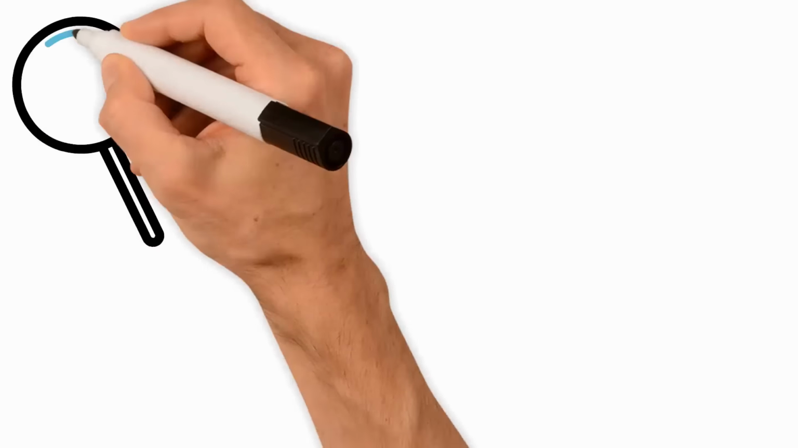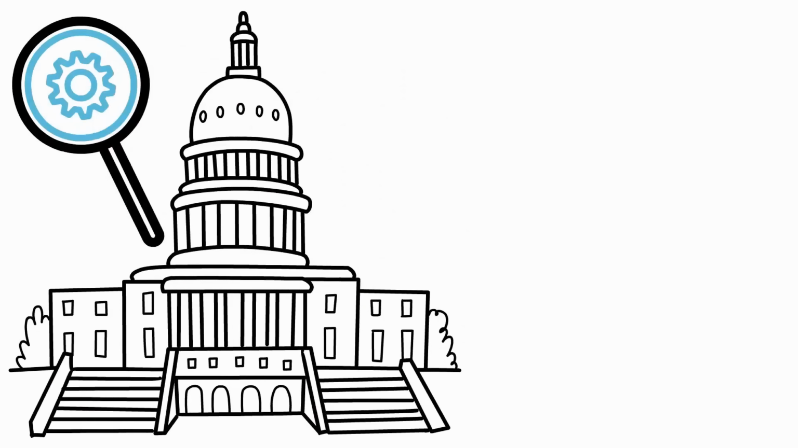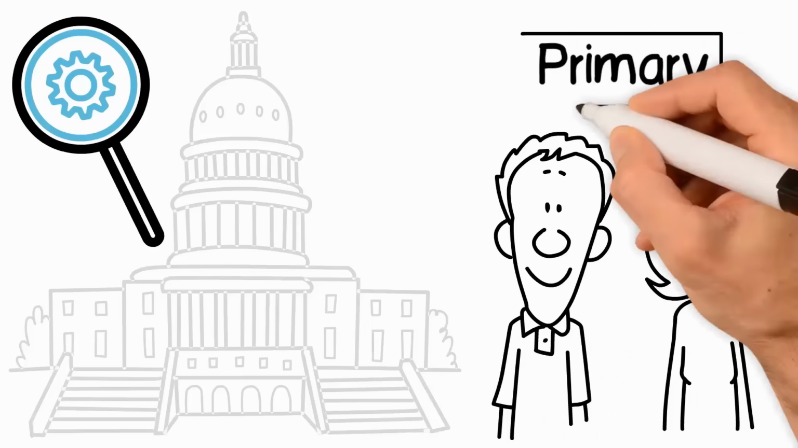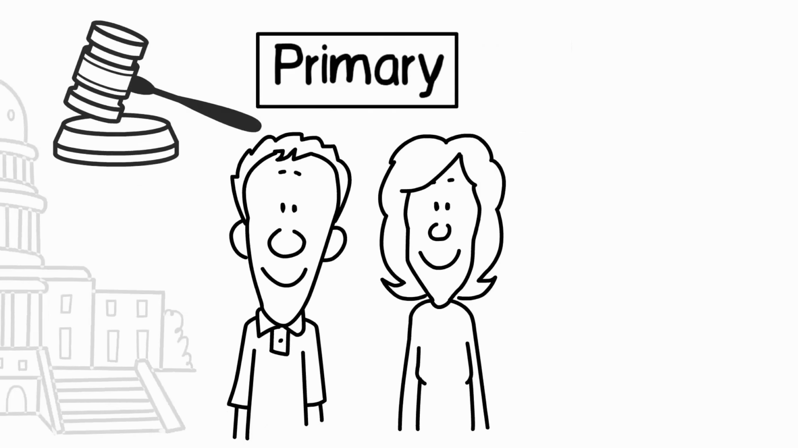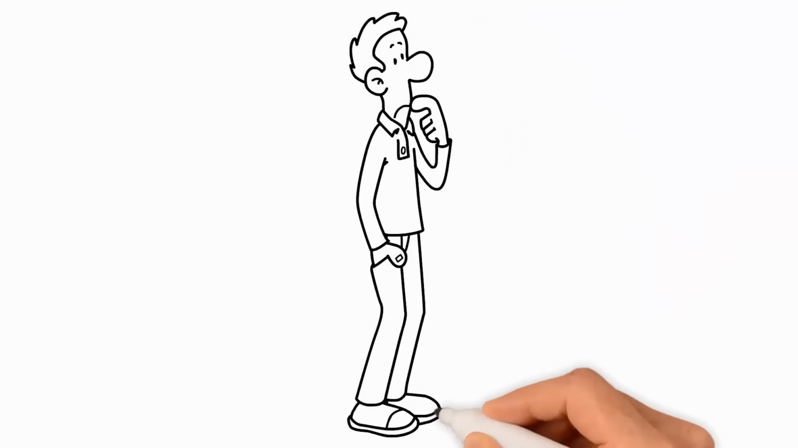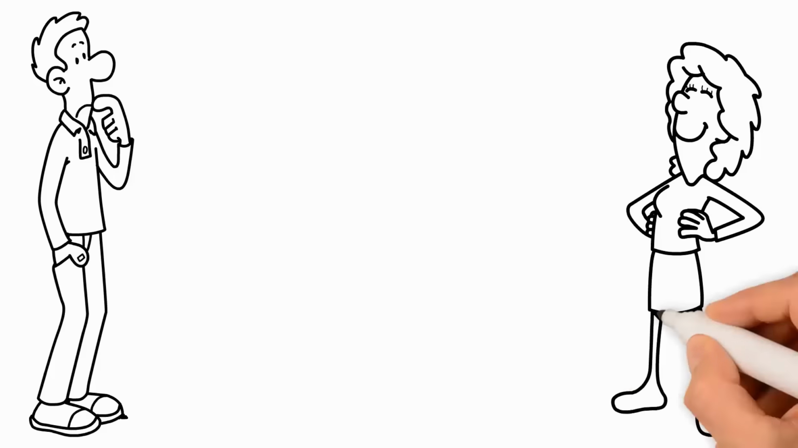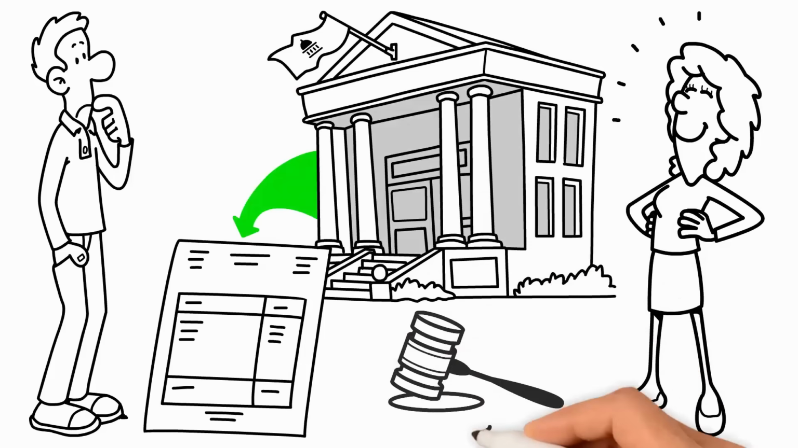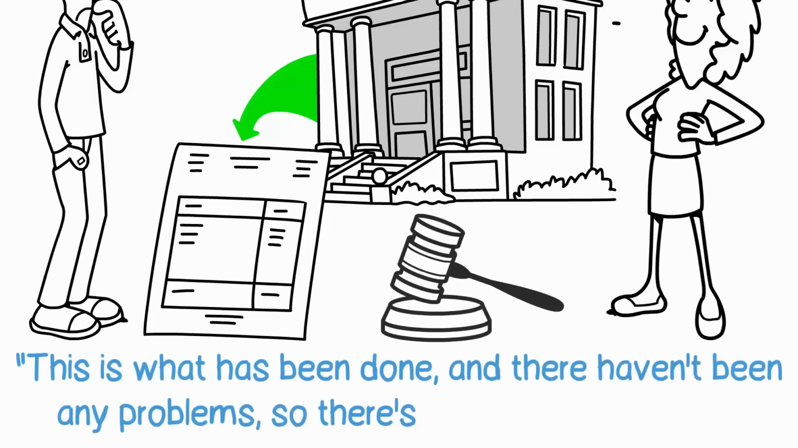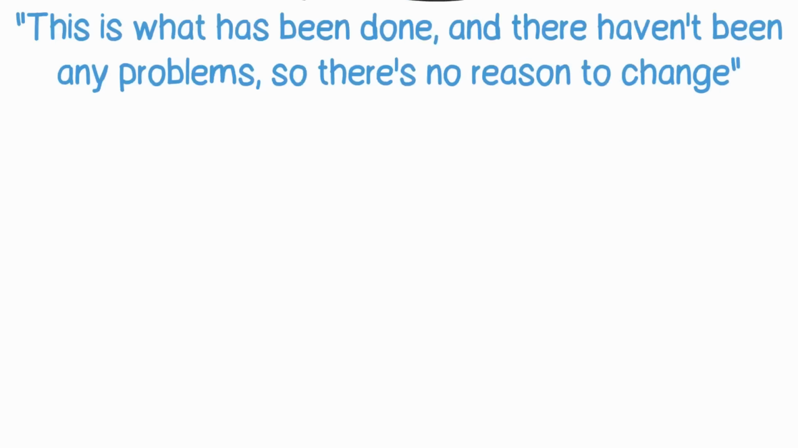Often, from a strategy standpoint, the best move is to attempt to prevent the court from naming either parent as primary during the temporary orders phase of the case. Being on the losing end of the temporary primary designation can set one party up for an extremely uphill battle at the final trial. The argument is typically made that this is what has been done and there haven't been any problems, so there's no reason to change.